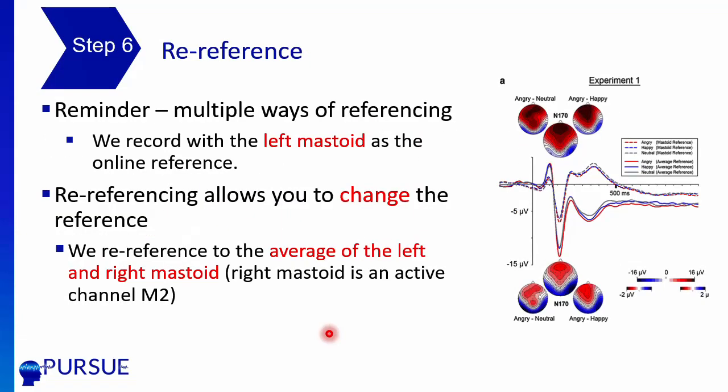In step 6, we're going to re-reference. So remember, there's multiple ways that we can reference, and when we're recording online, everything is referenced to the left mastoid as the online reference. We're going to change the reference to the average of the left and right mastoid, and that's because we run the right mastoid as an active channel. It's M2. It has impedance, and you're going to prepare it, and you're going to see it in the EEG. And so we run all of our data through all of these routines, and we end up with an active channel at M2. And at this stage, we'll then re-reference to the average of the left and the right mastoids.